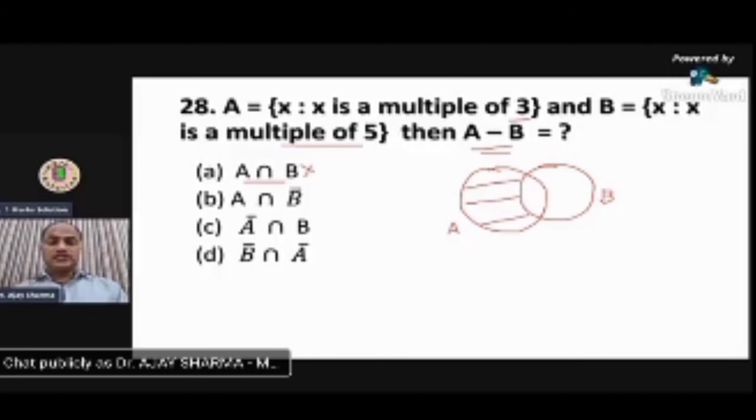A intersection B complement. Now what is B complement? B complement means excluding B. Excluding B and common of A. So obviously this is the only portion which is equal to A difference B. So this is the correct answer, while this is not, and this is not the correct answer. So option B is the correct answer.